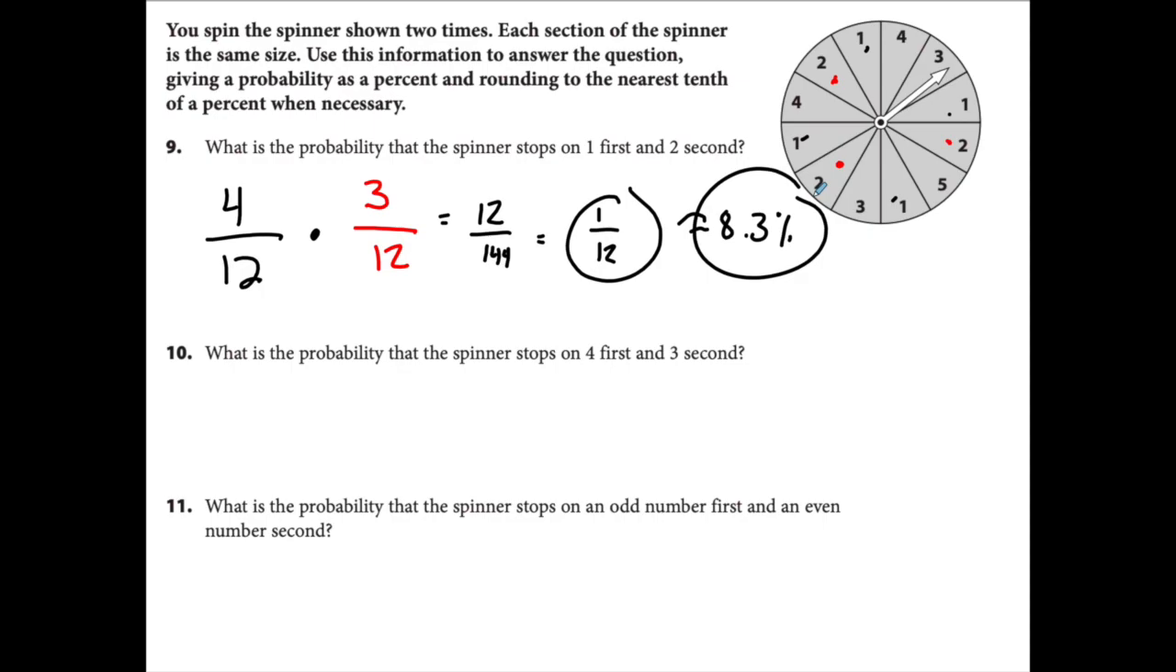What's the probability that a spinner stops on 4 first and 3 second? Well, 4. How many 4s are there? 1, 2. There are 2 4s. And there are 12 total options for it to land on. In terms of 3s, there are 2 possible 3s and 12 total options to land on.